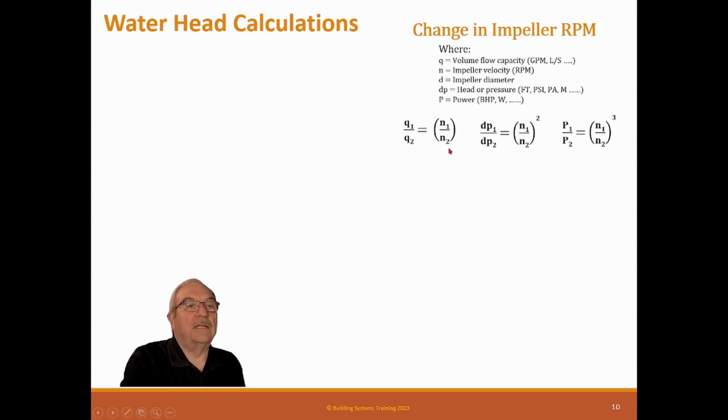We've talked about that. Okay, example, for a pump that flows 150 GPM at 1150 RPM, what would this flow be at 1750 RPM? So we can do this real easily.